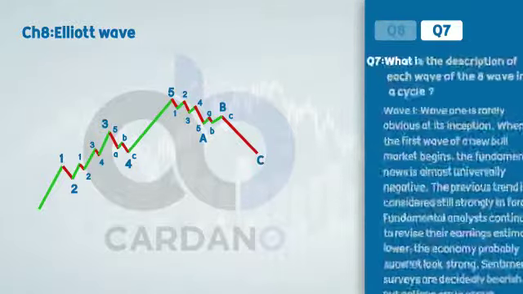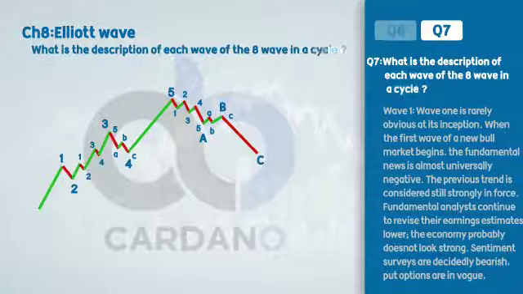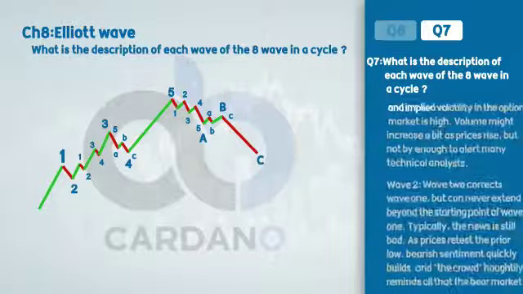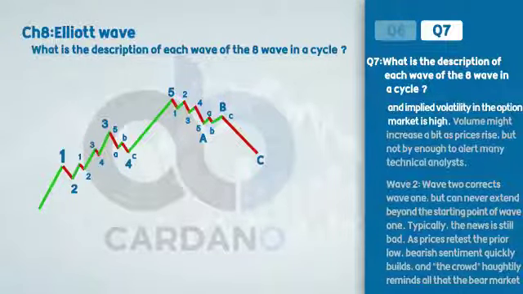Question number 7. What is the description of each wave of the 8 waves in a cycle? The answer is Wave 1. Wave 1 is rarely obvious at its inception. When the first wave of a new bull market begins, the fundamental news is almost universally negative. The previous trend is considered still strongly in force. Fundamental analysts continue to revise their earnings estimates lower. The economy probably does not look strong. Sentiment surveys are decidedly bearish, put options are in vogue, and implied volatility in the options market is high. Volume might increase a bit as prices rise, but not by enough to alert many technical analysts.